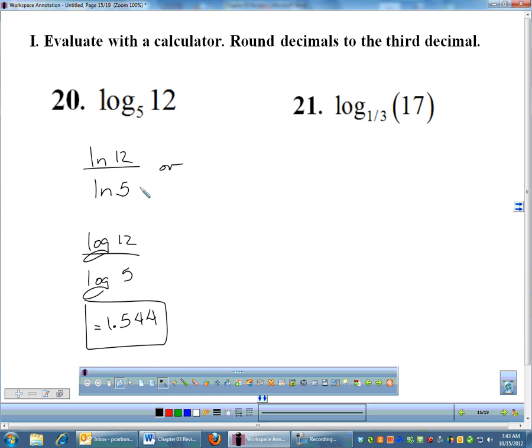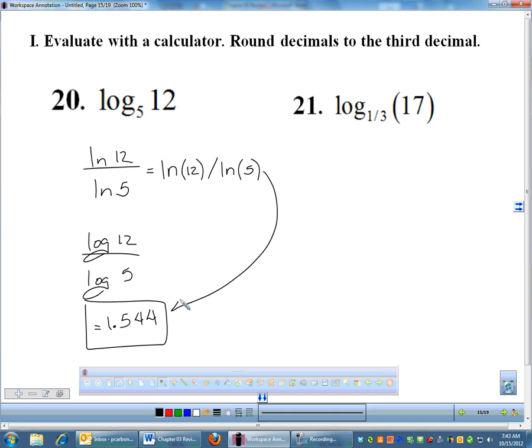Make sure, though, when you punch this in the calculator, like I like to use the ln button. On TI-89s that log function is in the catalog, but ln is on the main. You can use a button for ln. Just make sure that when you punch it in, you close the parentheses after the 12, and then we'll do divided by, and then when you hit ln, it automatically opens parentheses of 5, and once you punch that in the calculator, it gives you 1.544.